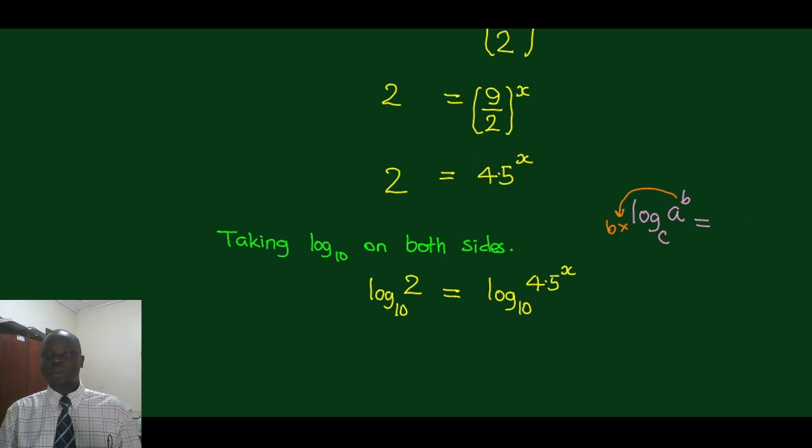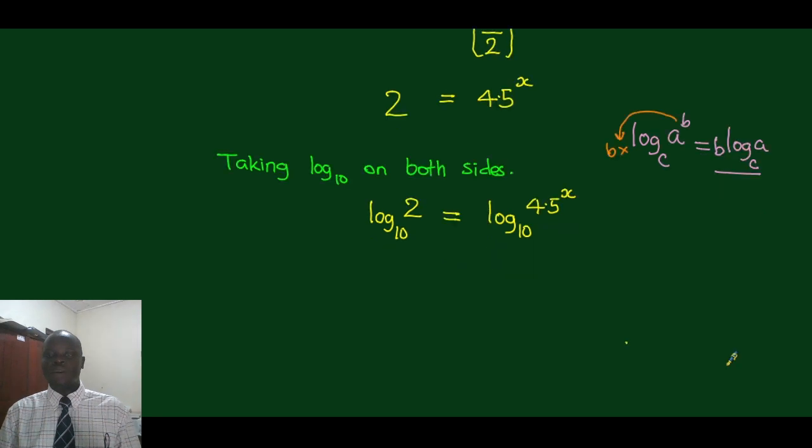So this one becomes logarithm of a to the base of c now times our b. So based on this, let's look at what we have here. x is corresponding to b, and then 4.5 is corresponding to a, and c is our base 10. So looking at that critically, we can lower down our x to multiply logarithm of 4.5.